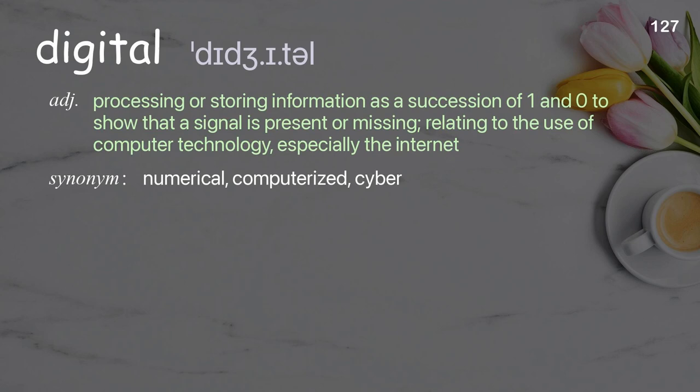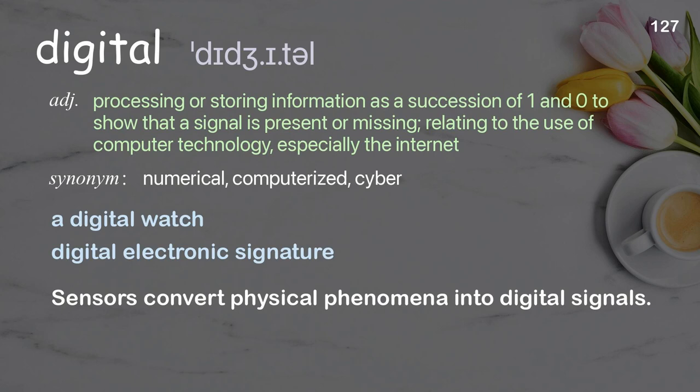Digital. Processing or storing information as a succession of 1 and 0 to show that a signal is present or missing, relating to the use of computer technology, especially the Internet. Examples: a digital watch, digital electronic signature. Sensors convert physical phenomena into digital signals.